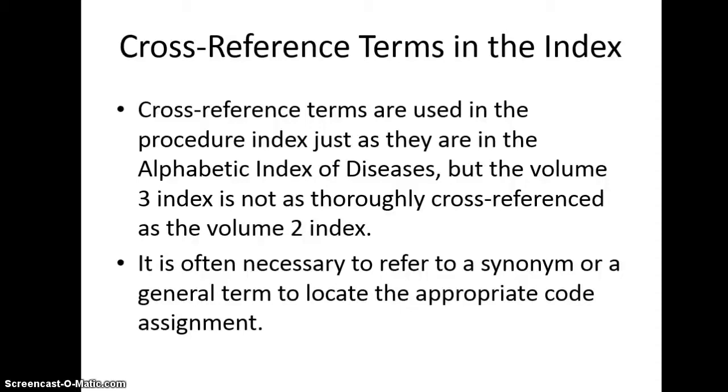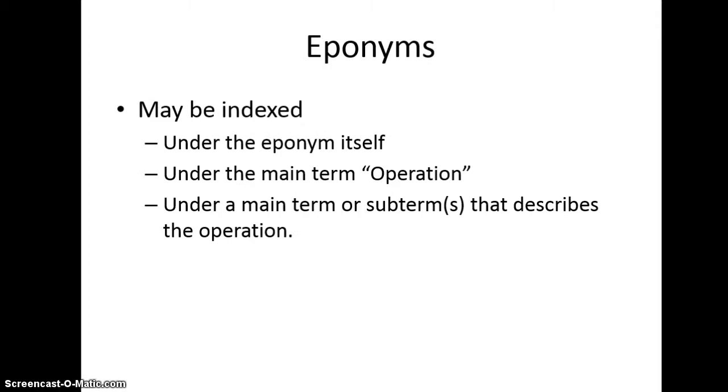So there are cross-references within the Volume 3 index. They're used just like what we see in the diagnostic index, and you must follow those cross-references to be able to find the appropriate code and to accurately code. It is often necessary to refer to a synonym or a general term to locate that appropriate code assignment.